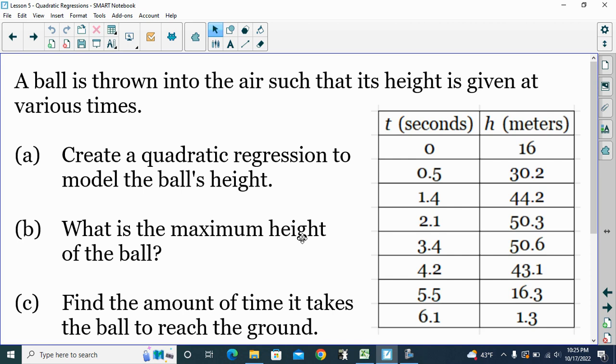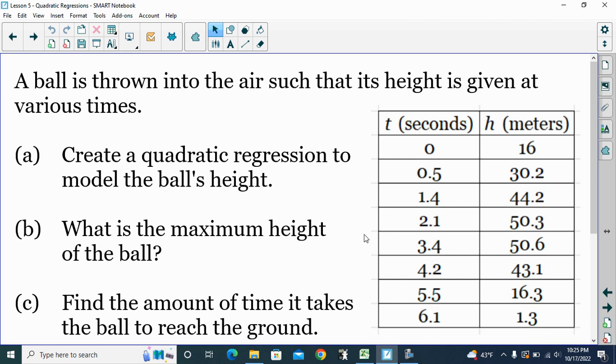It says that a ball is thrown into the air. Its height is measured at various times and is reported in the chart as given. We are asked several questions about the ball's flight path. The first, we are asked to create a quadratic regression to model the ball's height. So we want to write an equation that relates height with time.